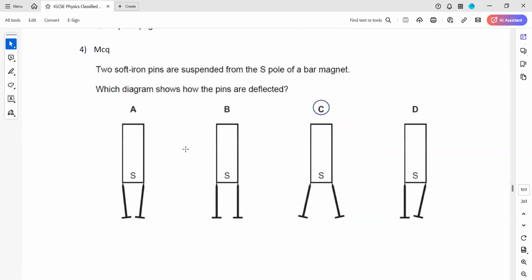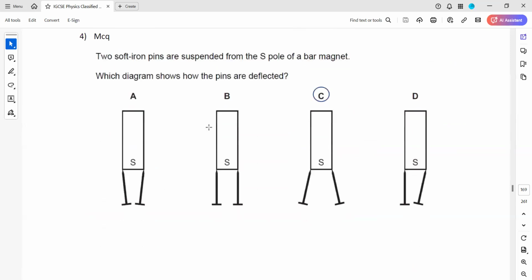In question 4, two soft iron pins are suspended from the poles. Which diagram shows how the pins are deflecting? Look, what will happen? Induced magnetism always occurs. So why is C the right answer? If this is a south pole, then this will be north, this will be south, and this will be north, and this will be south.